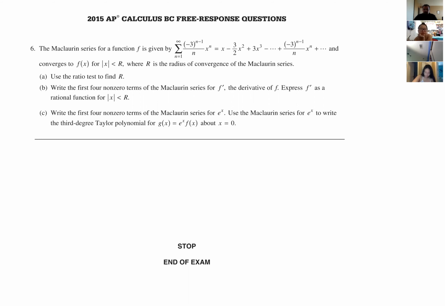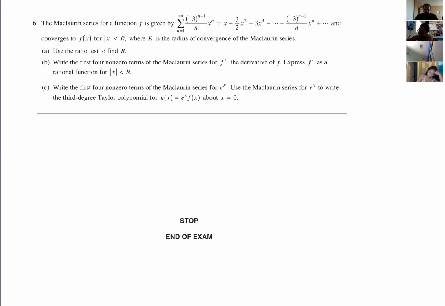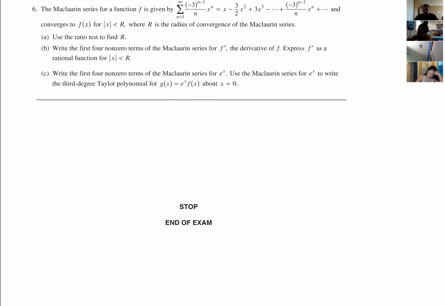Letter A, let's look at letter A. So you do need to know ratio test. You don't have to know everything we did on series, but you need to know close to half of what we did. And then again, I mentioned this on the Google post, all the topics that you can skip.